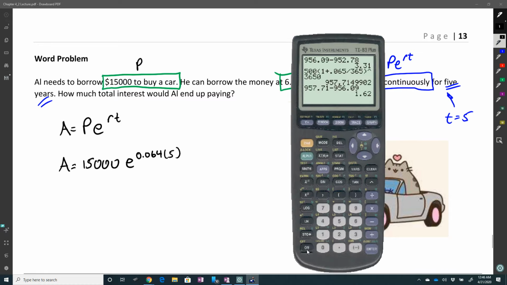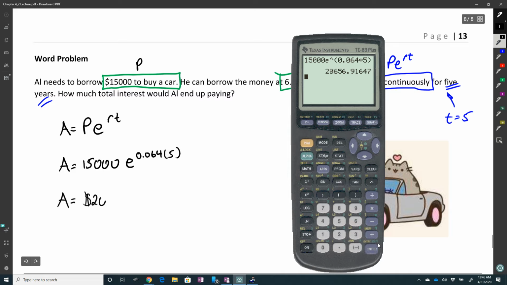So I go to my calculator, 15,000 e to the 0.064 times 5. So A is equal to 20,656 and 92 cents.